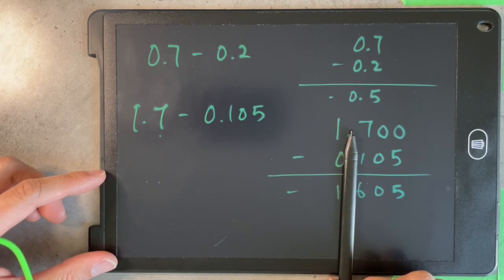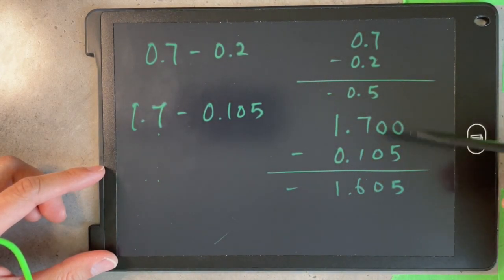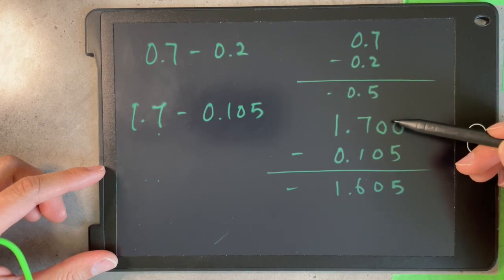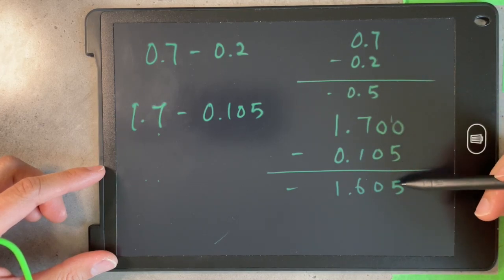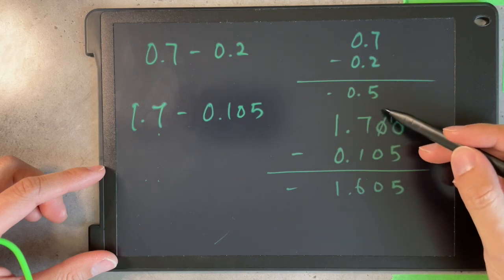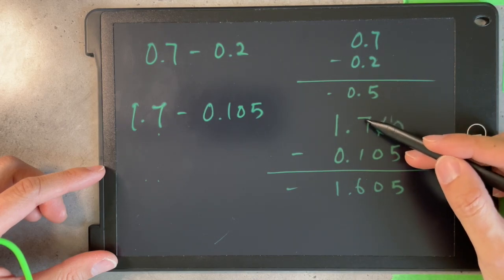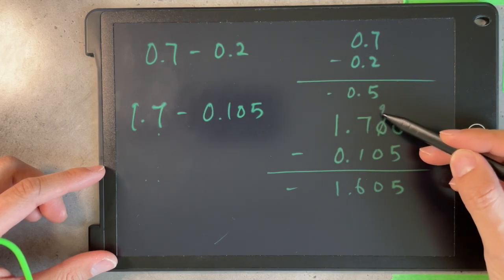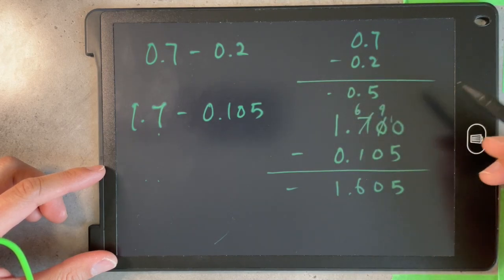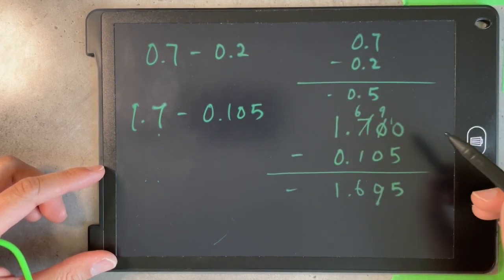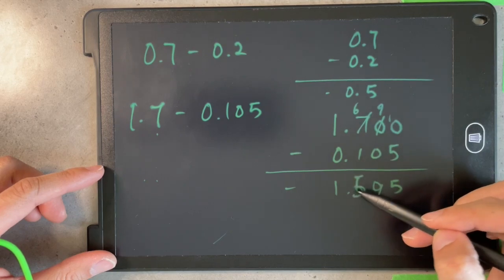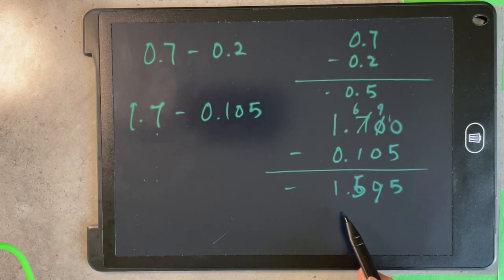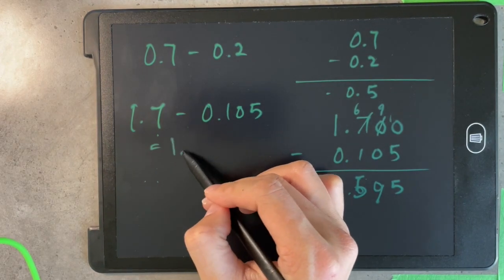Do the subtraction. So 10 minus 5 is 5. That would be a 9, because I have to borrow from the 7. So now this would be a 9. That would be a 6. So that would be a 9. 6 minus 1 would be 5. So 1.595 would be your answer.